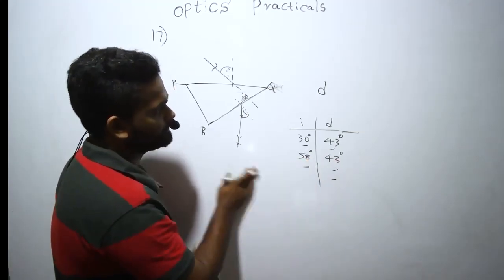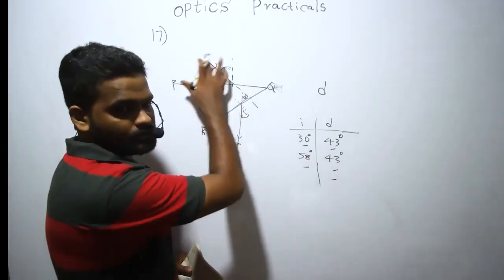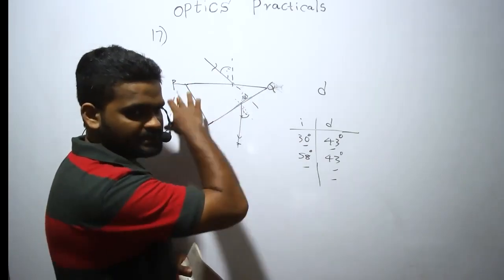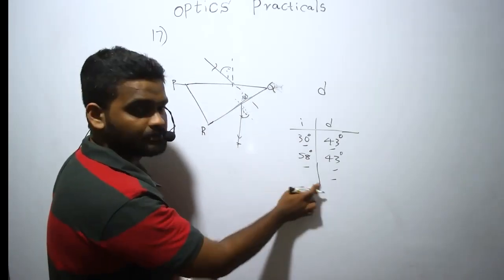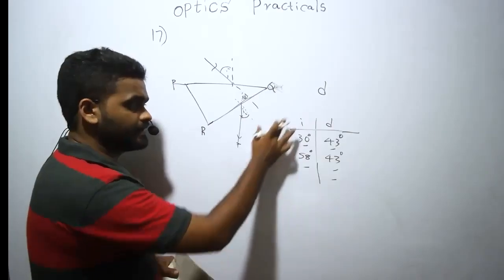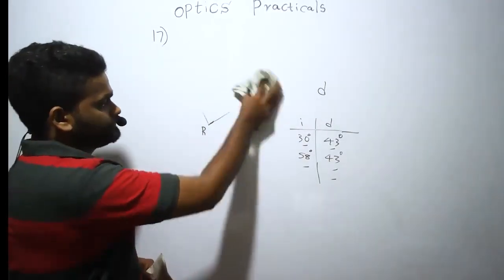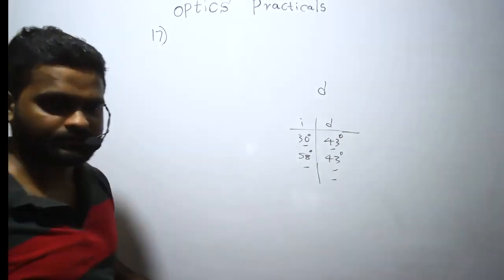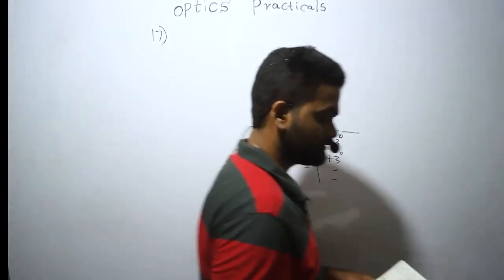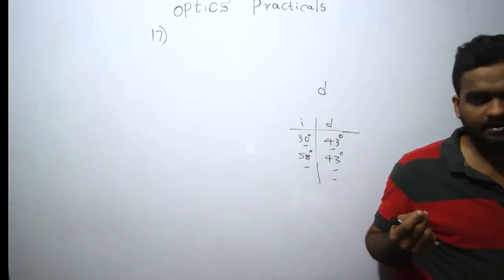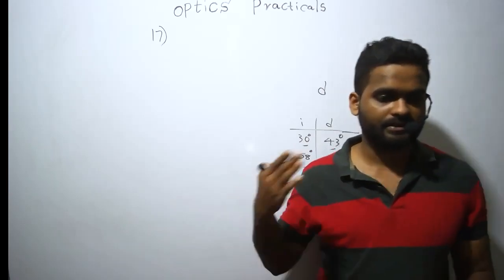Okay, don't draw this one. You don't have to draw this; we have earlier drawn this. Just take this table only down. I think you understood that one, right? You have two incident angles for the same deviation. It is the reversibility of light.